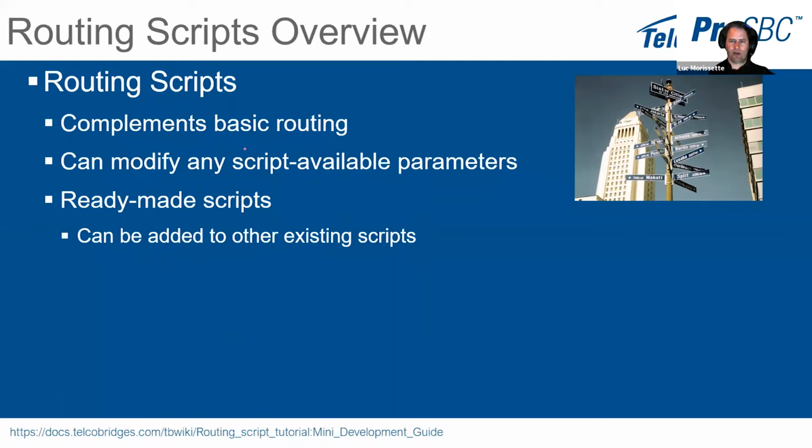In those routing scripts, you can modify any available script parameters. You have a list of parameters available to you in the scripts, and the basic ones are calling, privacy, private address, the domain, and so on. You have all these parameters available in the script and you can modify them. You can also create algorithms and do conditions for various types of applications.